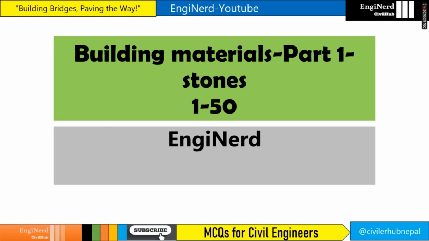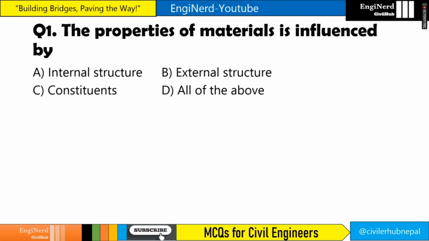So from today we will be discussing objective questions on stones, and we will cover almost every question on stones from different books. So this is the first part, and we discuss here only 50 questions. So let's go to the first question. First question says the properties of material.